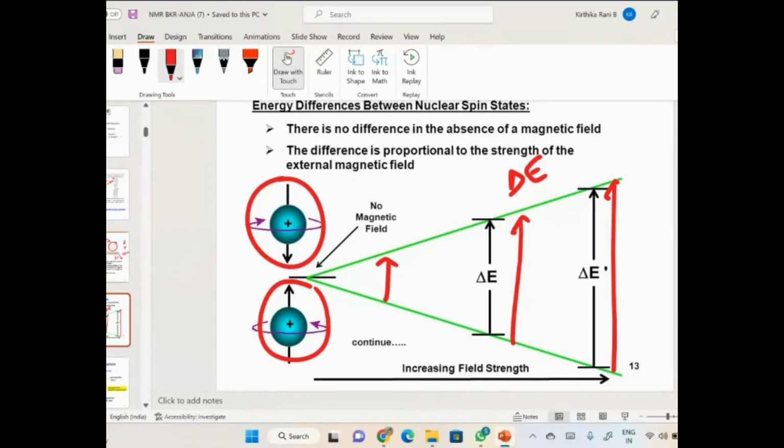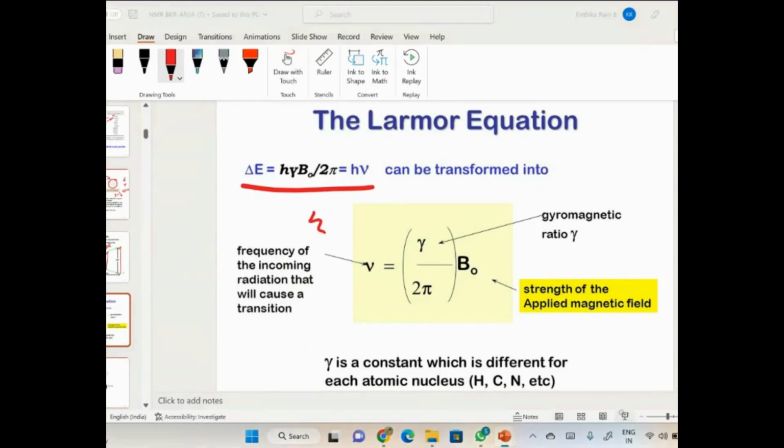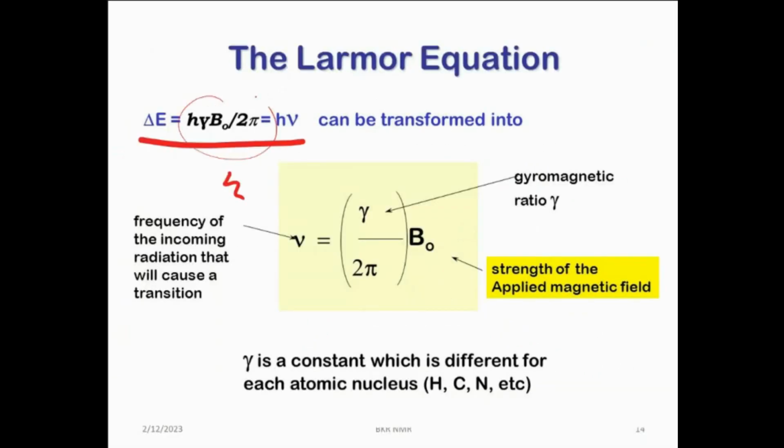Both are directly proportional. Very good. Okay, so there comes your next equation, the Larmor equation. According to the Larmor equation, delta E is equal to h gamma B0 by 2 pi.